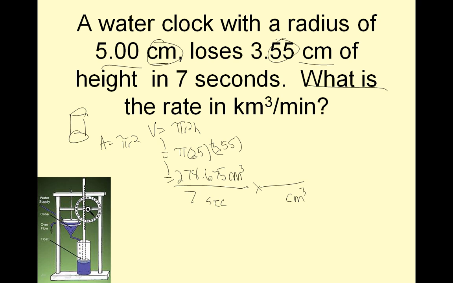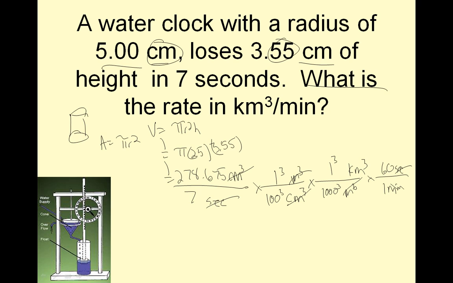Centimeters cubed, and I want to go into meters cubed. And 1 cubed, centimeters cubed. And now that I'm in meters cubed, I want to go into kilometers cubed. And that's going to be 1 cubed, 1,000 cubed. Notice how these numbers are going to get huge. And then we want to do it per minute. So then I have 60 seconds and 1 minute. Okay, so notice my seconds diagonally is how you cross them out. Centimeters cubed, diagonally crosses out. I'm left with kilometers cubed per minute. Okay, I didn't mean to cross that out.